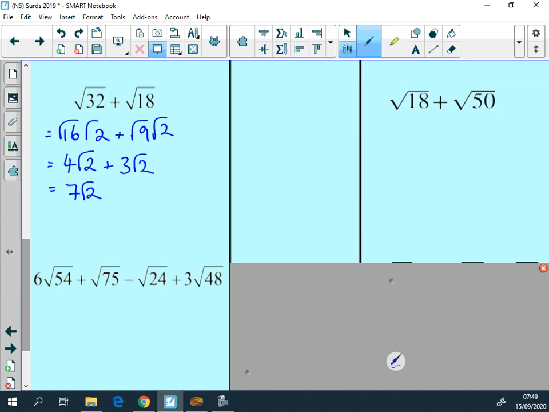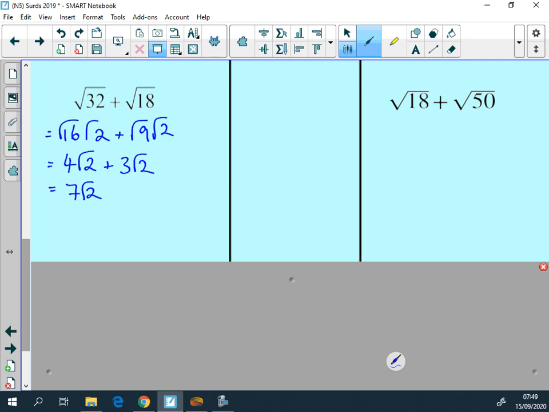And another one for you to try. Okay, pause it, take as long as you need. So square root of 18 is root 9 root 2. Square root of 50 is root 25 root 2. That'll get me 3 lots of root 2, add 5 lots of root 2, which is going to give me 8 lots of root 2 in total.